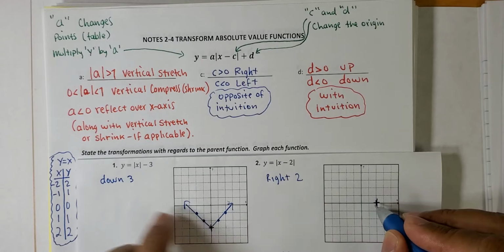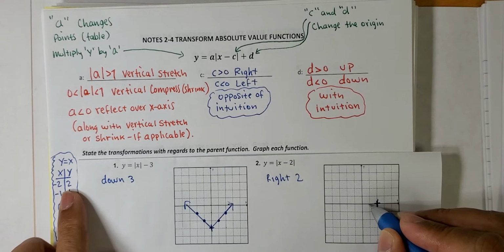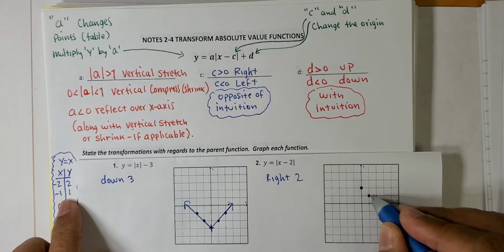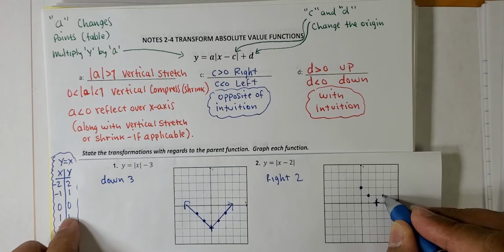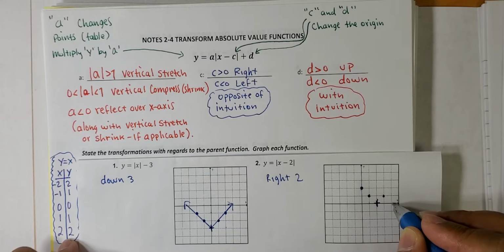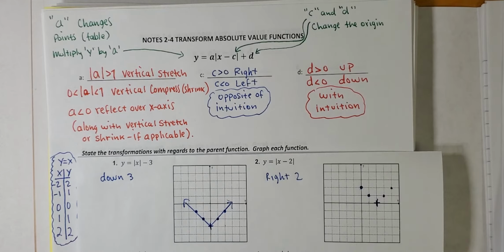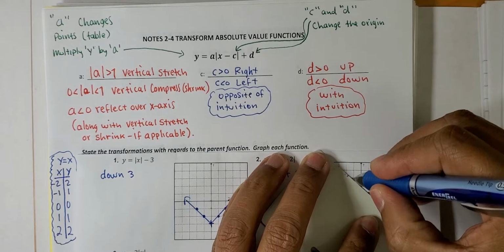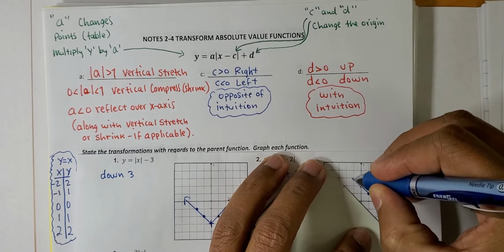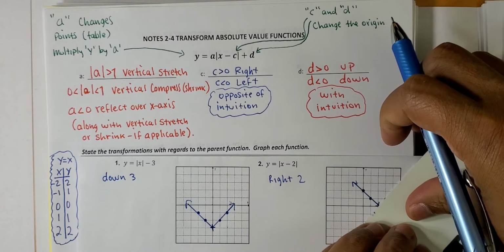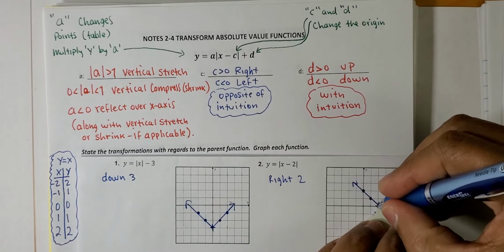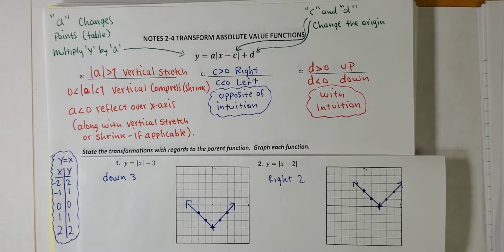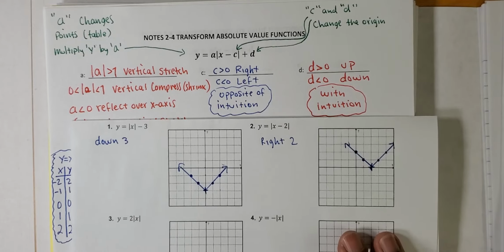So from here, again, using this same table: left 2, up 2, left 1, up 1, right 1, up 1, and then right 2, up 2. And once again, you have those points plotted. You can just go ahead and sketch the graph. Okay, so there's one side, and the other side of the graph. All right, so let's go on to the next example here.